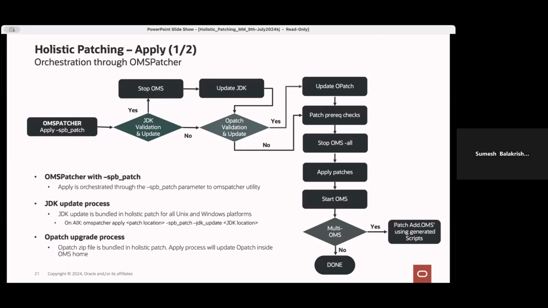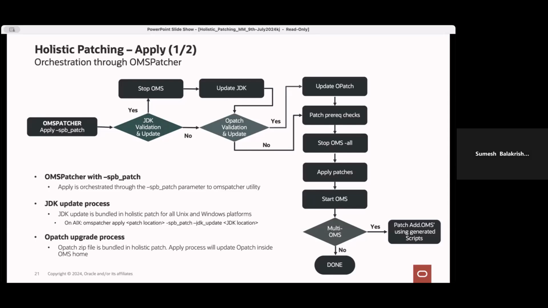At the end, if it has detected that it's a multi-OMS environment, then we generate scripts for each of the additional OMSs, and you just need to execute the script in order to complete the patching on the additional OMSs. That completes the patching if it is a multi-OMS environment. Otherwise, if it's a single OMS, we only start the OMS at the end of the patching.